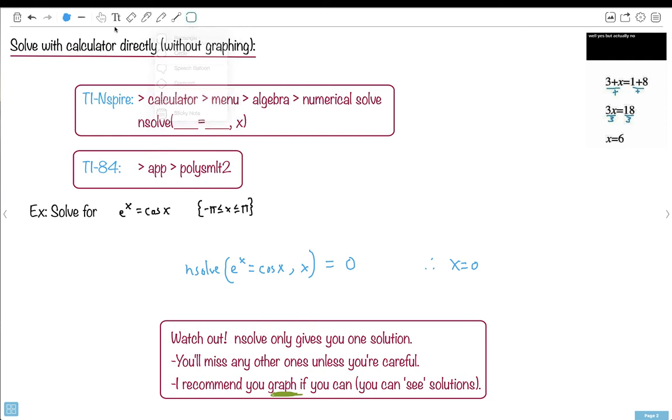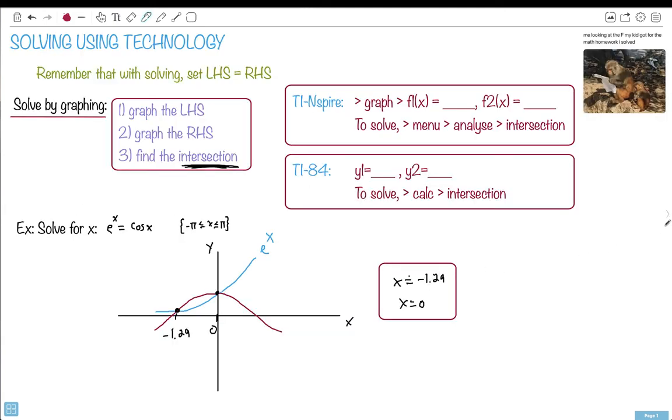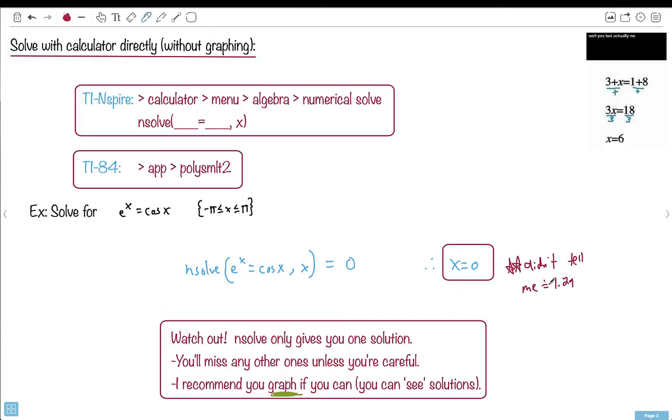So do you notice how there's a problem? There was another solution in this range here. Do you notice? This here is the key part. It didn't tell me the solution that was, what was that again? It was 1.29, wasn't it? Isn't that it? Yeah. Oh, minus 1.29. So it didn't tell me the minus 1.29 solution. So we're missing one. That's just why this method right here is not as good. I think you should graph.